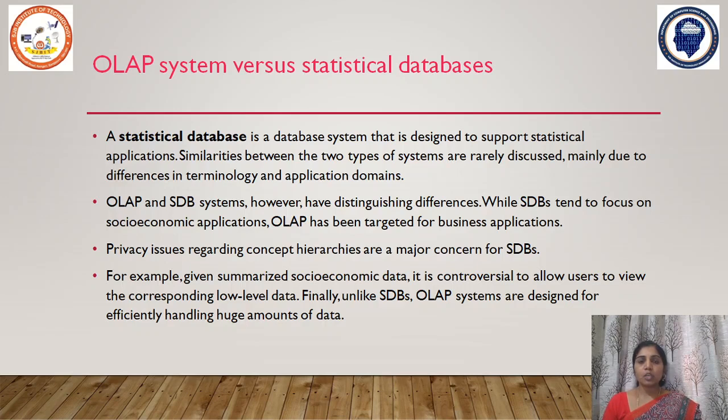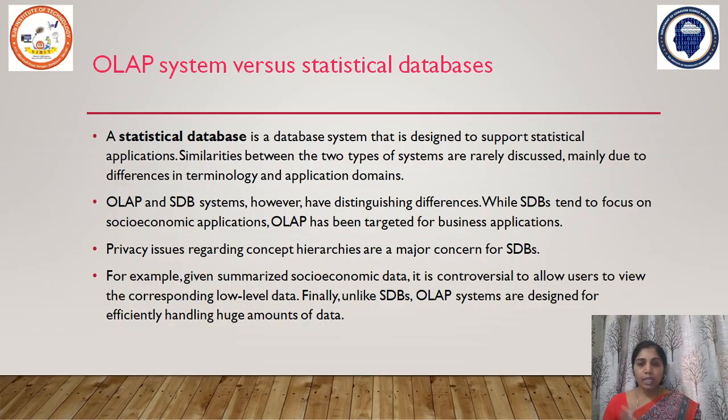Next topic is StarNet query model for querying multidimensional databases. So, querying of multidimensional databases can be based on the StarNet model, which consists of radial lines emanating from a central point. See here in the diagram, you can see four lines emanating from the central point. Each line represents the concept hierarchy for a dimension.